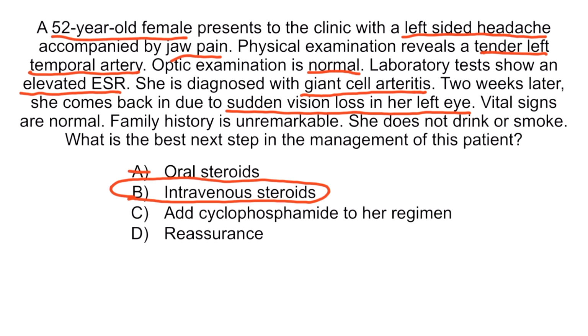Now, answer choice A is wrong because we're dealing with vision loss. IV steroids must be given to save her vision. The patient can be transitioned later to oral steroids, but oral steroids isn't where you start in these patients. Now, answer choice C is wrong because cyclophosphamide is not part of the management of giant cell arteritis. Answer choice D is wrong because this patient must be treated immediately. Reassurance without treatment would only allow her symptoms to worsen, and she could go blind. And this concludes our section on large vessel vasculitis.